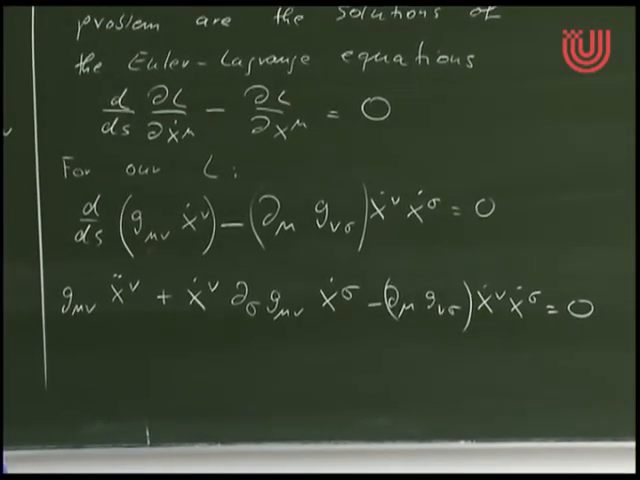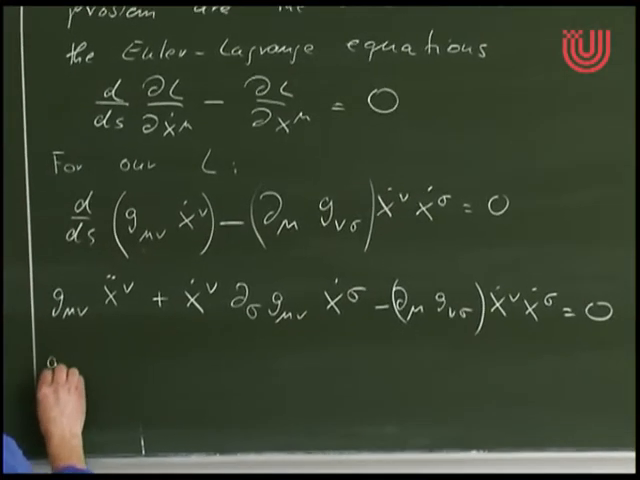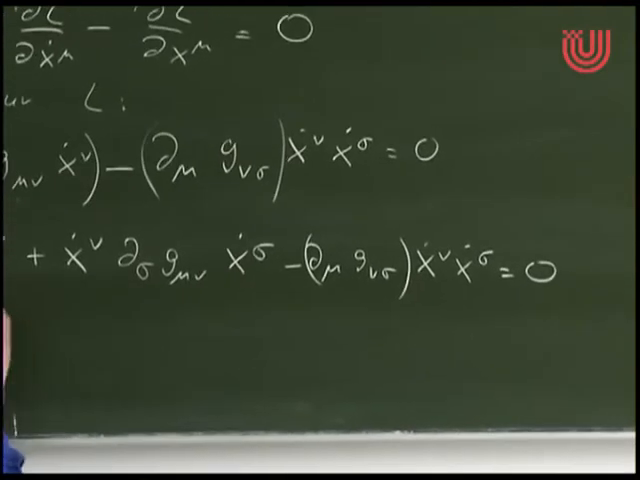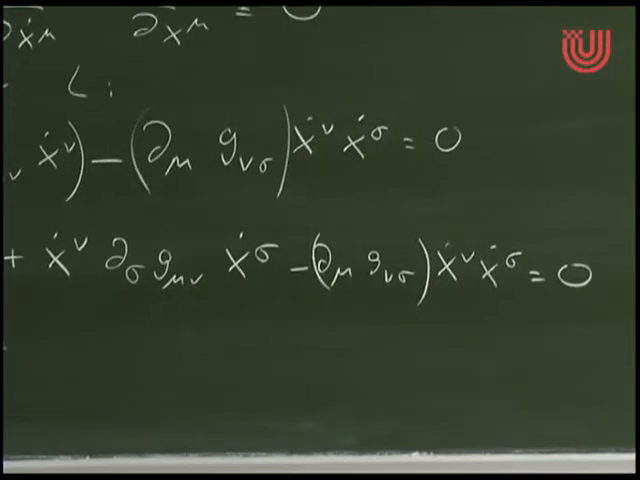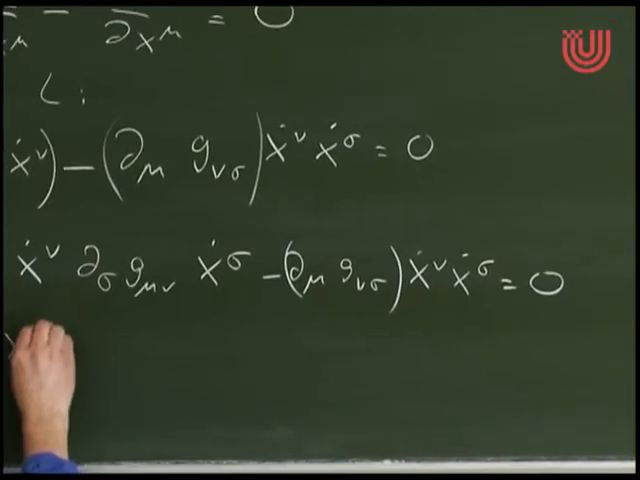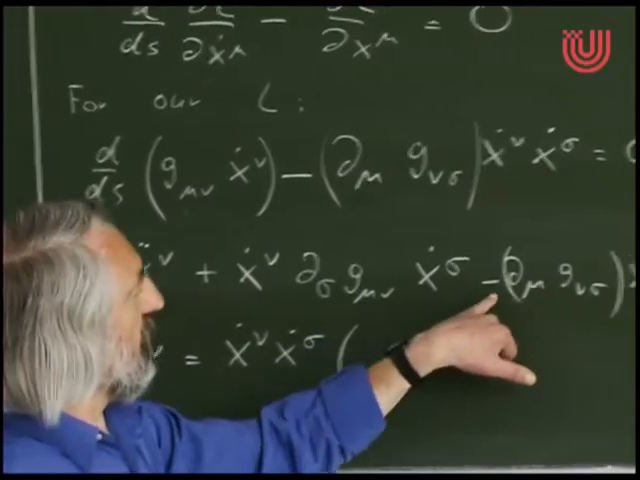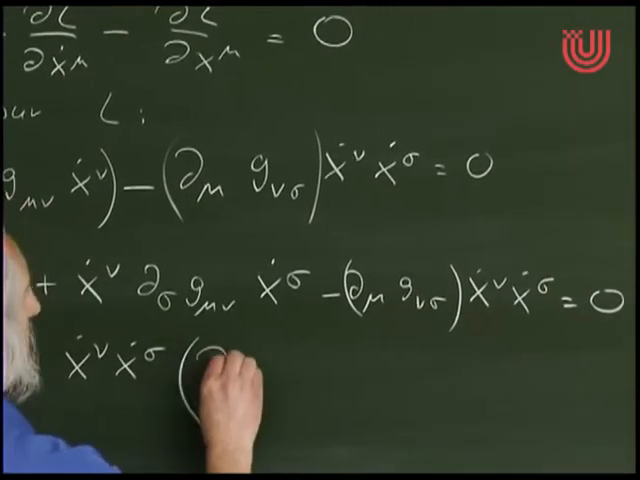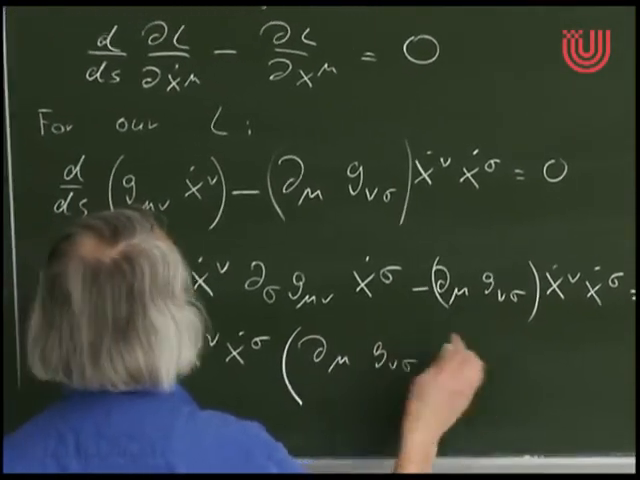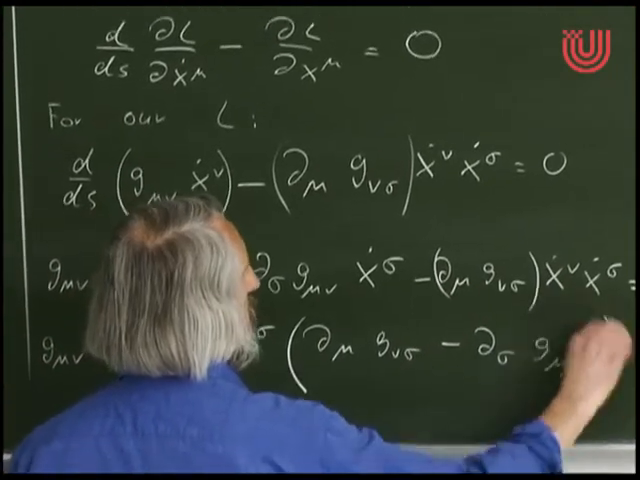Okay, let me see if I can arrange these things. I want to solve for this here, so I put the other two terms to the other side. They both come with x^ν dot and x^σ dot. Because I'm on the other side, this has a plus sign now. So this is ∂_μ g_νσ minus ∂_σ g_μν.